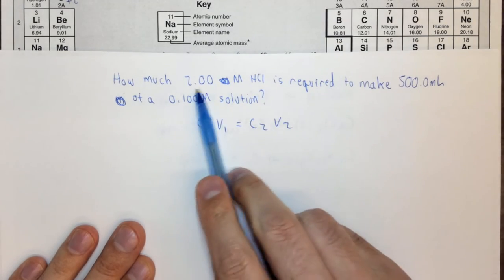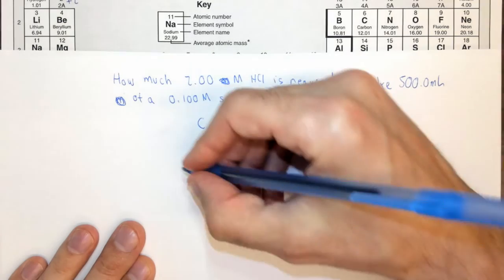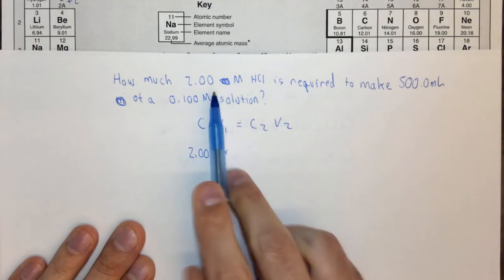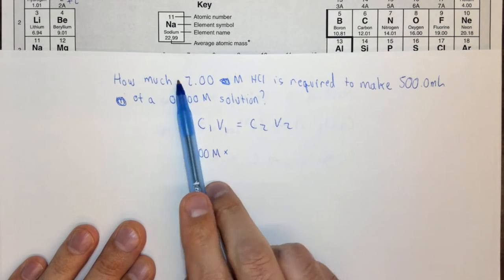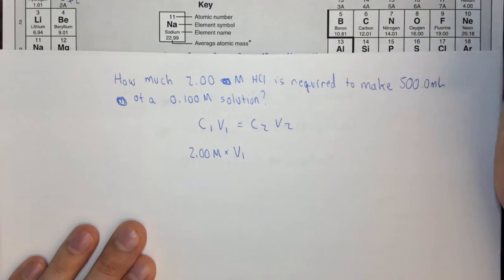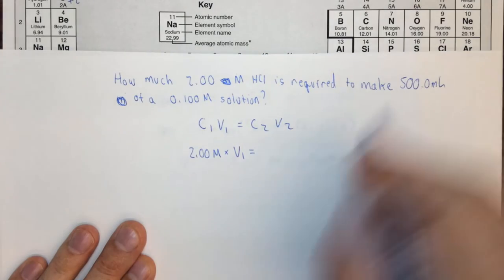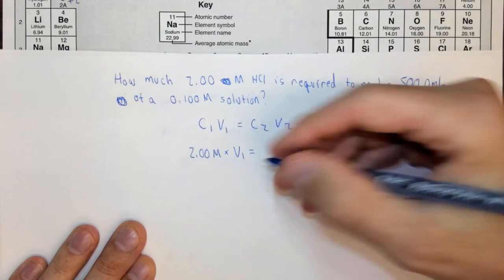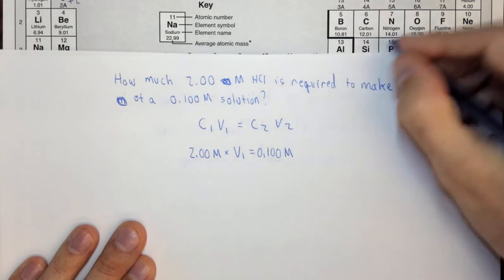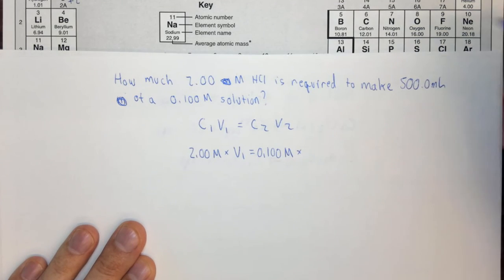The initial concentration, which is the higher concentration, is 2.00 molar. The initial volume is what we're trying to find out. How much of this 2 molar solution is required is what it asks. So V1, I'm just going to leave it as V1 as the variable. The final concentration we're trying to make is 0.100 molar, and the amount we're trying to make is 500 milliliters.